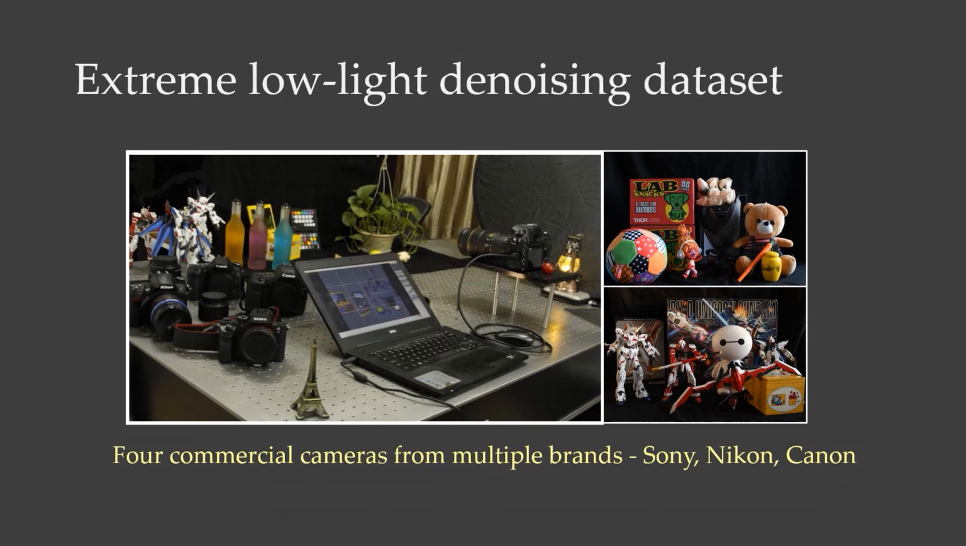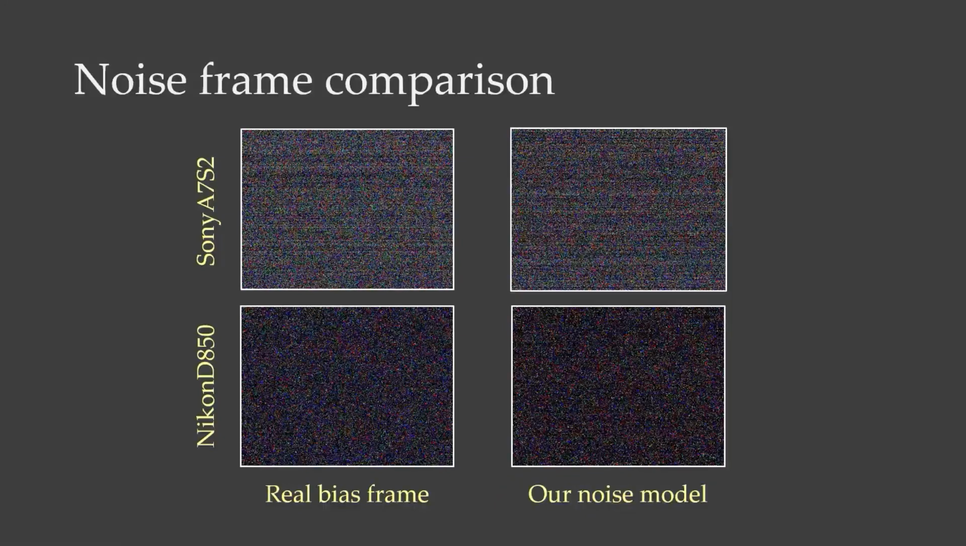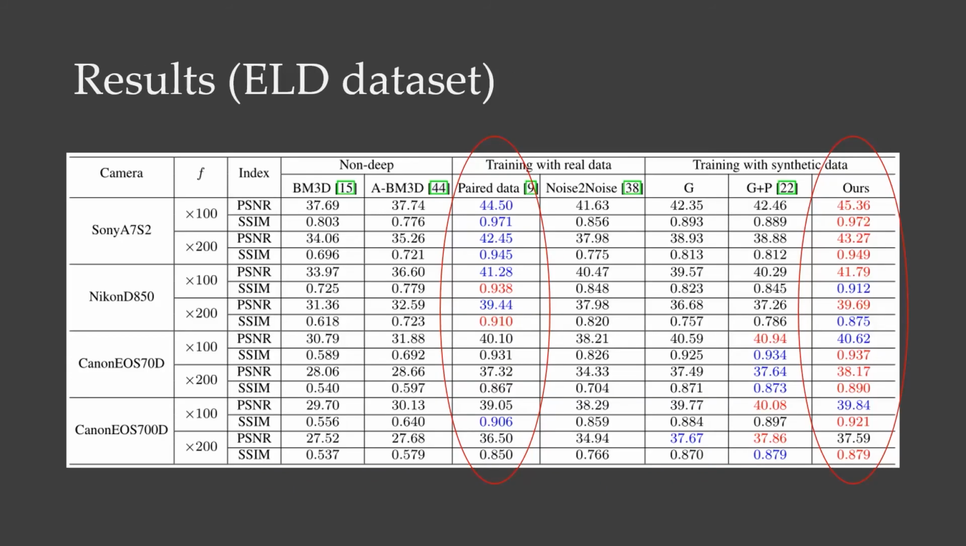We visualize the real and synthetic noise frames of different cameras. Compared to the Gaussian noise model, our synthetic noise frame is more realistic and close to the real noise frames. Consequently, the denoising network trained with our noise model gives rise to striking performance, often outperforming the network trained with paired real data from the SID dataset.